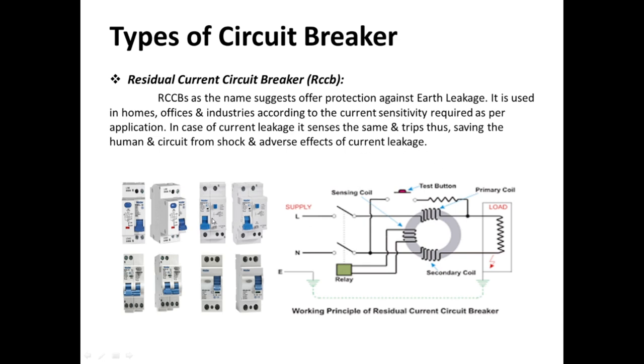This is the residual current in this supply. This is the diagram of this breaker. This is the supply line, the live and neutral. So we have the sensing coil, test button, primary coil and secondary coil.